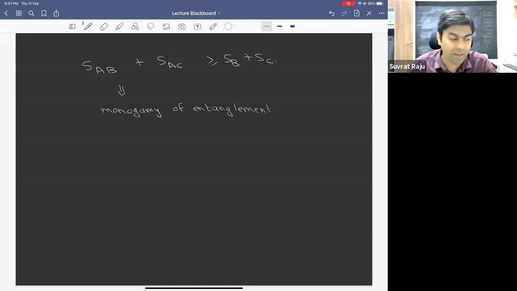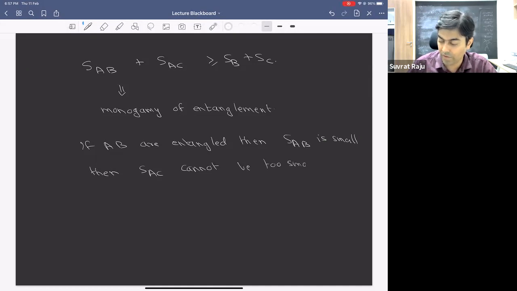Let's say, once again thinking in terms of qubits, that A and B together were entangled. Then SAB would be very small. So if AB are entangled, then SAB is small. But what this inequality tells us is that it cannot also be the case at the same time that SAC is too small. I'm writing words here, but the precise equation is on top. So SAC cannot be too small, and too small is defined by SB plus SC, and therefore A and C cannot be entangled. So this is one way you would interpret the strong subadditivity of von Neumann entropy as a notion of the monogamy of entanglement.